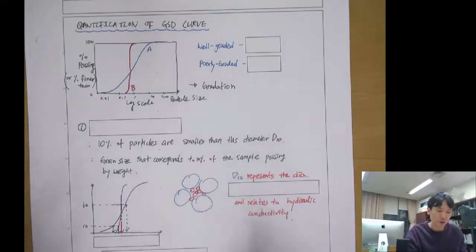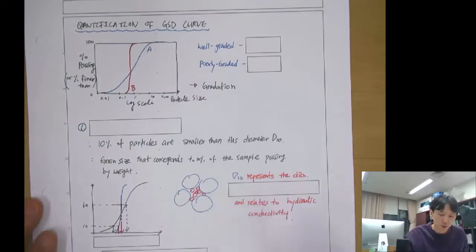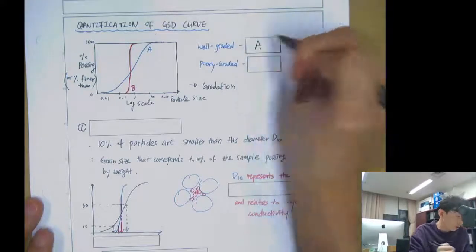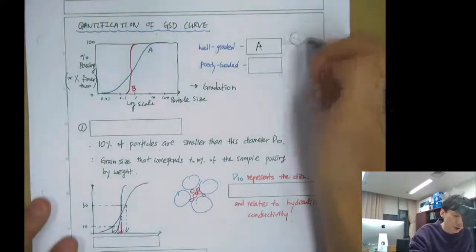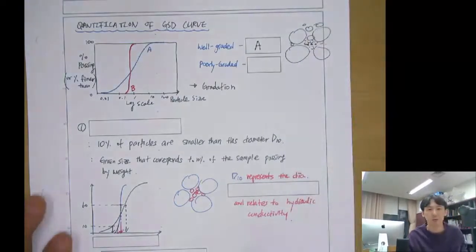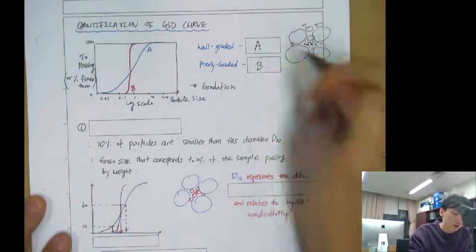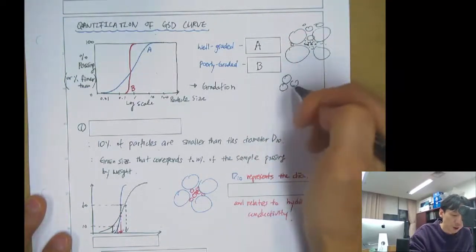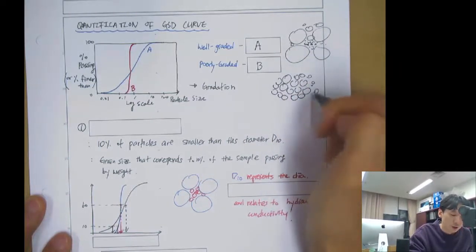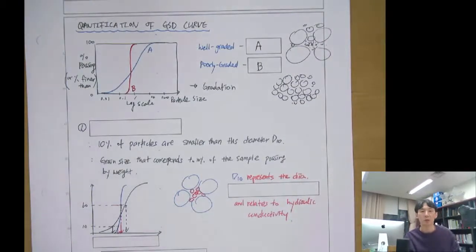So which one is called well graded and which is poorly graded? We call soil A a well graded soil. That means soil A has small particles, large particles, and medium-sized particles like this. And soil B is called poorly graded because it has only particles with similar size to each other. So it doesn't have big particles and small particles.